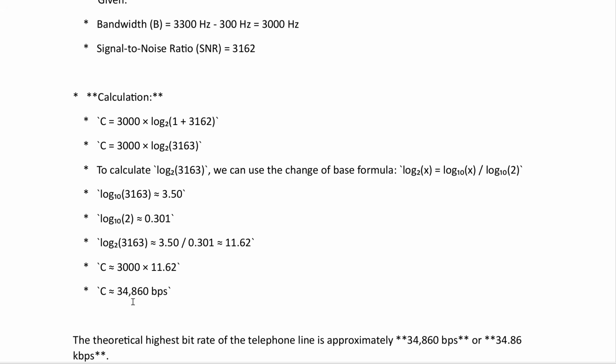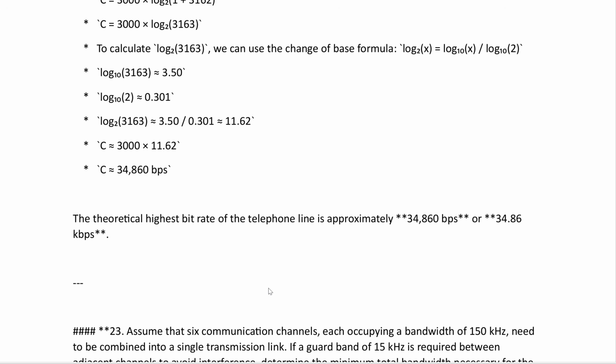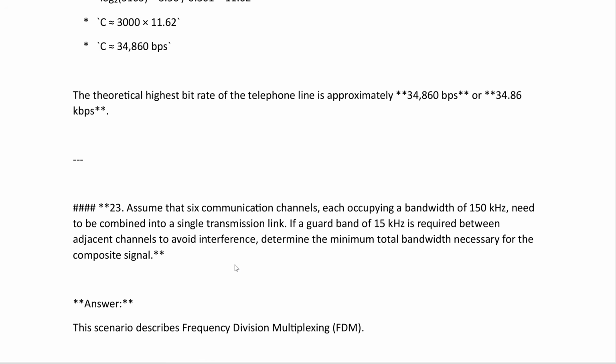So the required answer is 34,860 bits per second. So this is the highest bit rate. The theoretical highest bit rate of the telephone line is approximately 34,860 bits per second, or you can also say 34.86 kilobits per second. So we have successfully found the solution to this problem.